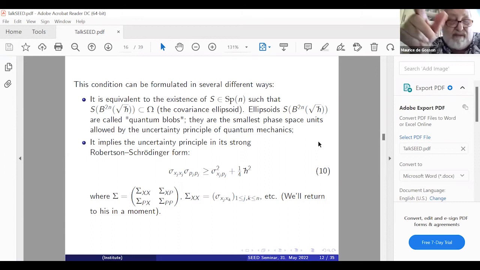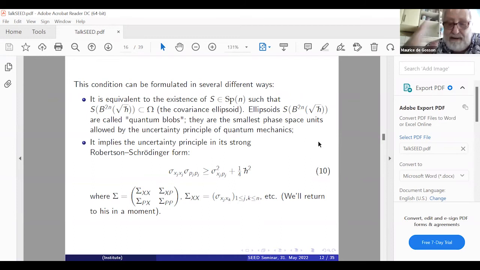To understand this, I'm writing here the covariance matrix in a block matrix form, sigma equal to sigma xx, sigma xp, and so on, where sigma xx contains all the variances and sigma xp contains the covariances. So this is a strong form of the Heisenberg uncertainty principle. In the usual Heisenberg uncertainty principle, people neglect the covariances sigma xj pj. And then they take the delta xj's, which are the square roots of the sigma xj. So the Heisenberg uncertainty principle is here a particular case of this.